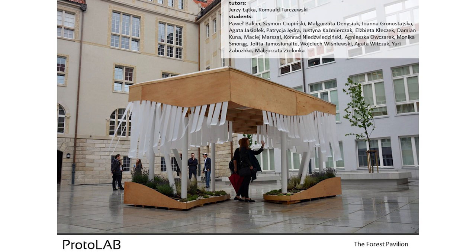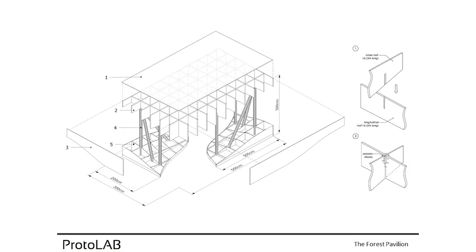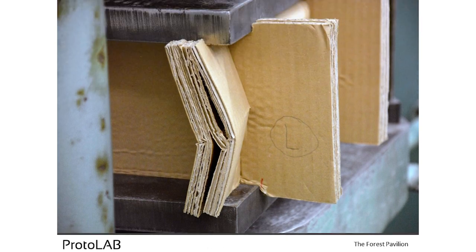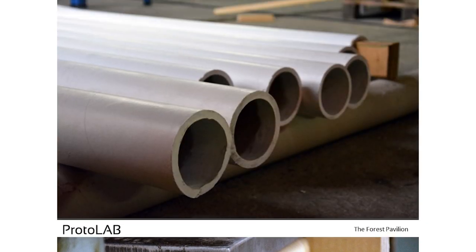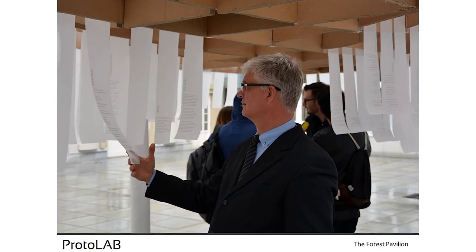And this is the Forest Pavilion, which refers to the poetry of the famous Polish poet Zbigniew Herbert. He used quite often in his poems the allegory of the woods, of forest, of trees. So students designed this kind of box, which can be opened, and the base is made of timber. The tree trunks are just simple paper tubes, and the corrugated cardboard is the crown of the trees, from which the paper leaves with the poetry flow down. We made the tests, we prepared everything in our workshop, and then finally we presented it in the courtyard of the main building of the university. Here you can see the leaves of this tree crown with the poetry.